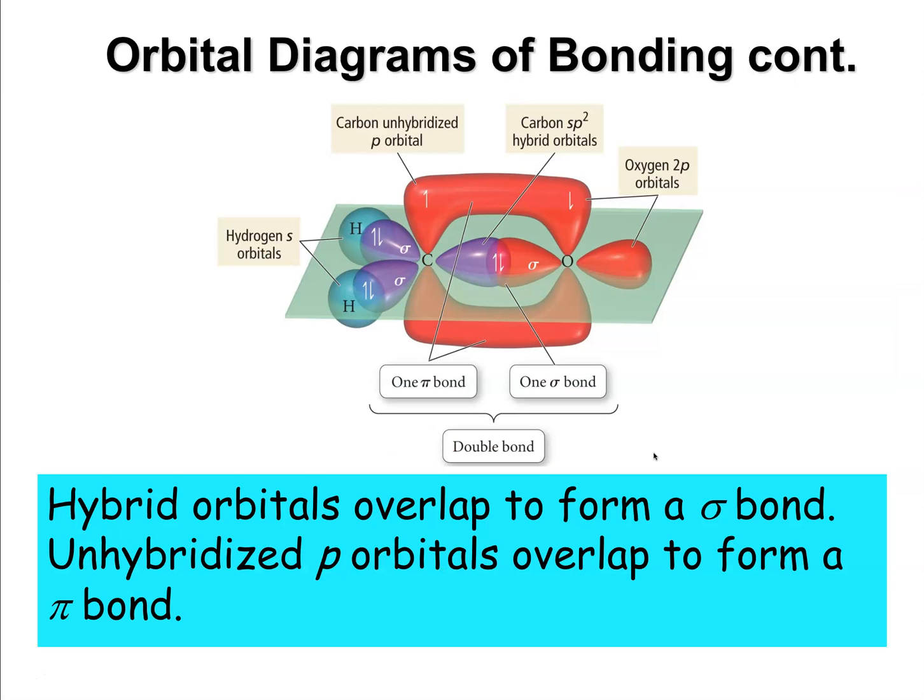So continuing along, still looking at the same example, just making sure we're all clear on what atomic orbitals are overlapping in order to make both sigma as well as pi. Again, you put 1 sigma and 1 pi bond together, you get your double bond. Questions?